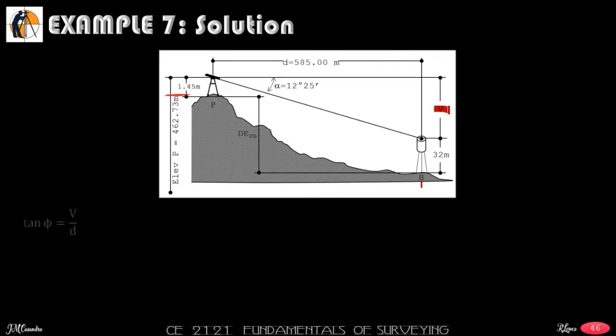And for V, we can compute this using the relationship of tangent phi or tangent alpha based on the triangle, vertical over the horizontal distance. Our vertical distance now is equal to d tangent phi, giving us 585 tangent 12 degrees 25 minutes, giving us a value of 128.8.